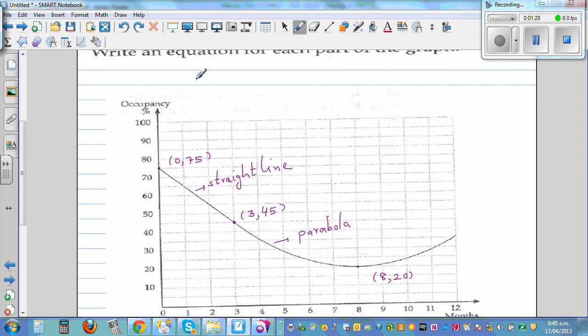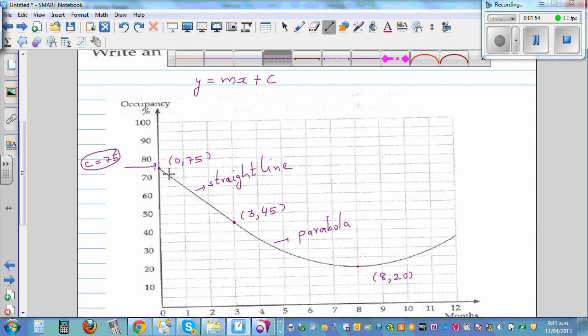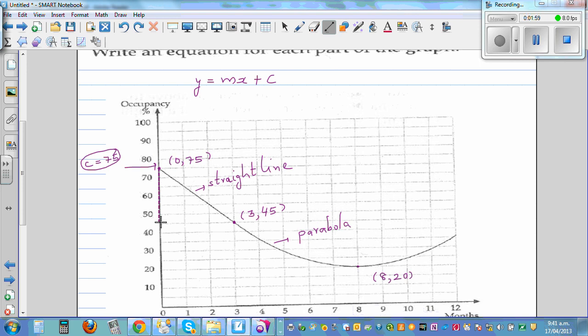The equation of a straight line is y equals mx plus c, where c is the y-intercept and m is the gradient. Here, this is the y-intercept, so your c is 75. Now you have to find m. Gradient is rise over run. So let's join these two points; this is the rise and this is the run.